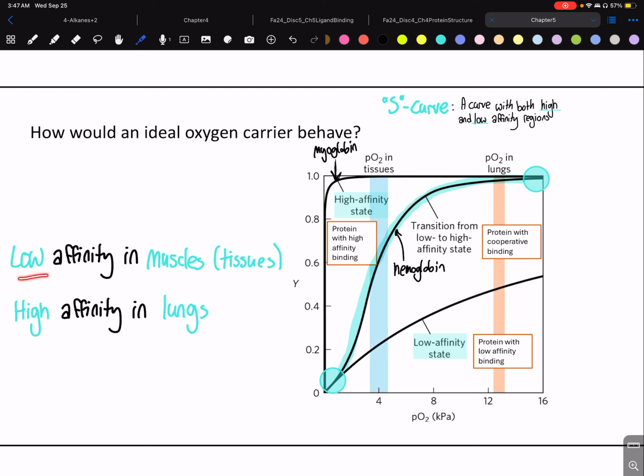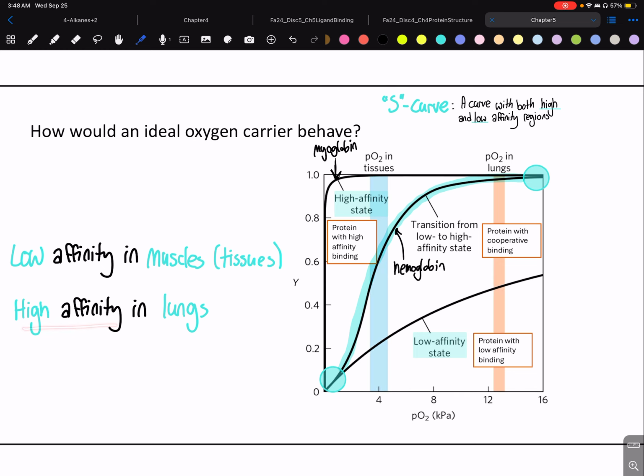So you're going to have low affinity in the muscles or tissues in general, which means the oxygen really isn't going to bind to hemoglobin around these areas because it's going to be dropped off in areas that need the O2. High affinity, however, is going to be in the lungs. That's where gas exchange is happening, where your CO2 and O2 are being exchanged. You're going to want hemoglobin to bind very tightly there. So there's going to be high affinity in the lungs where there's gas exchange, and low affinity in the muscles where it needs to be dropped off in order for the tissues to function.